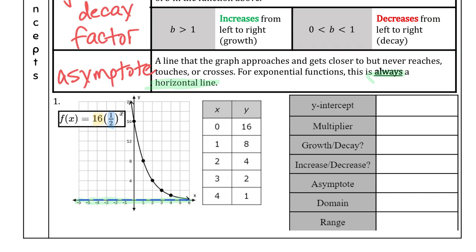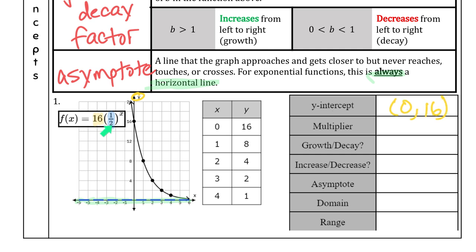So the first thing we're looking at is the y-intercept. The y-intercept is where the graph crosses the y-axis. Here's the y-axis right here, and the graph crosses the y-axis at 16. You'll notice this first number is 16 as well. That's going to be my y-intercept. So what I'm going to write for my y-intercept is (0, 16).